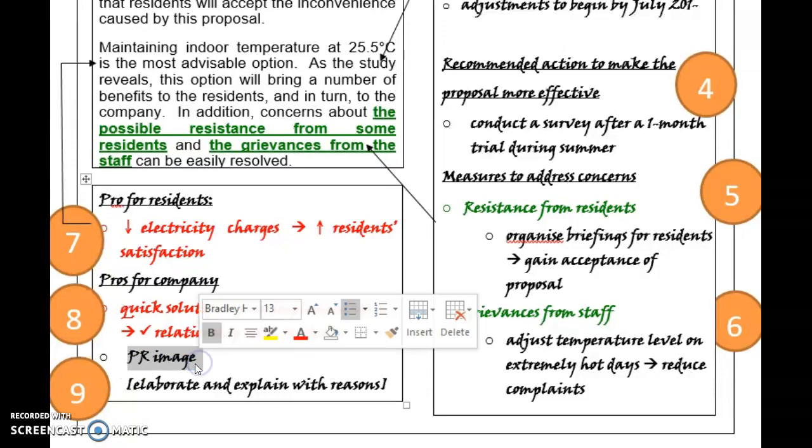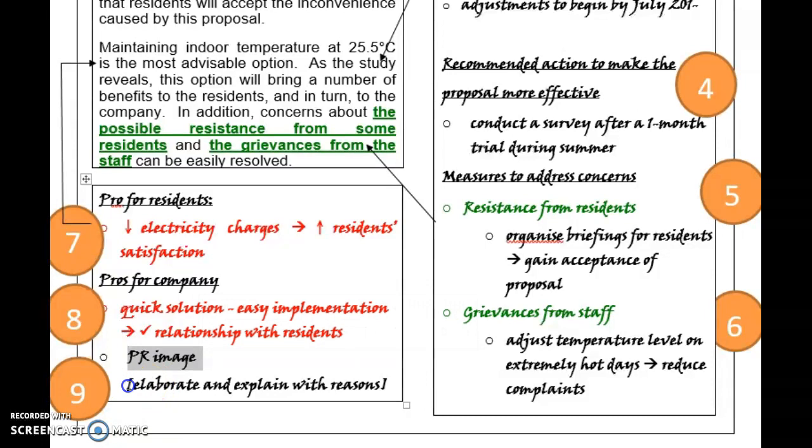This detail is new to you. You didn't see it in part 1. And then you will see a note here telling you to elaborate and explain with reasons. So these 3 benefits made up the subsection called Elaboration on Benefits.